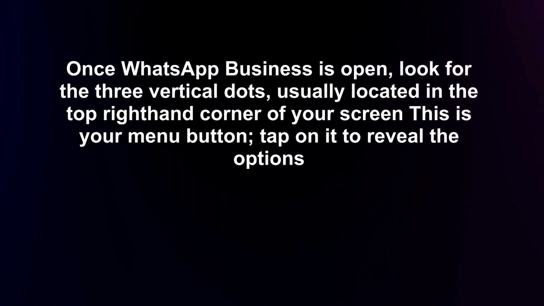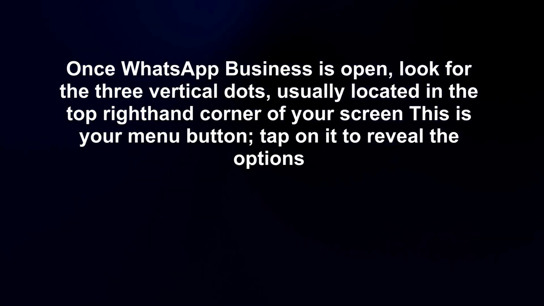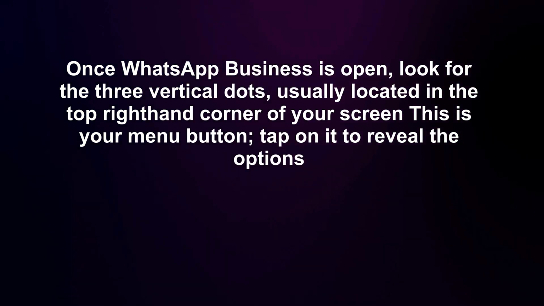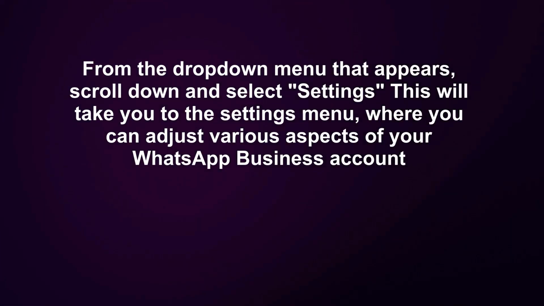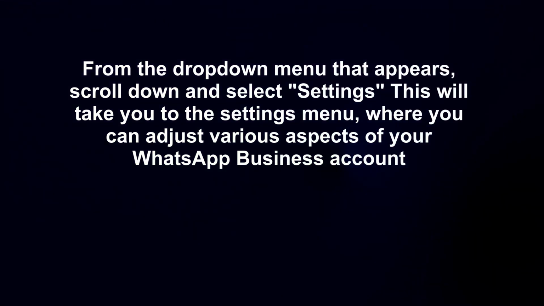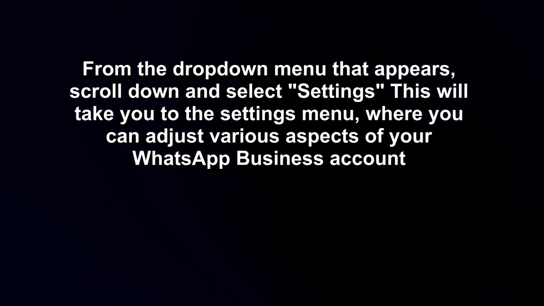Once WhatsApp Business is open, look for the three vertical dots, usually located in the top right-hand corner of your screen. This is your menu button. Tap on it to reveal the options. From the drop-down menu that appears, scroll down and select Settings. This will take you to the Settings menu, where you can adjust various aspects of your WhatsApp Business account.